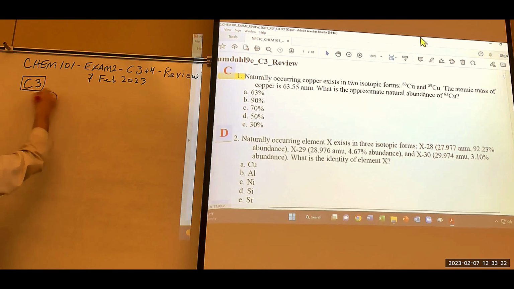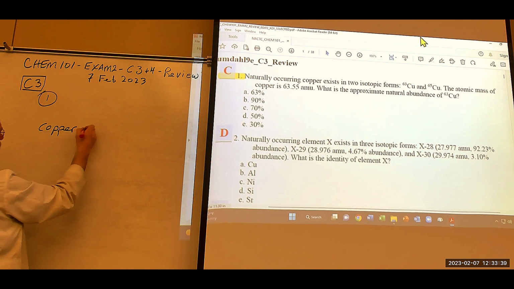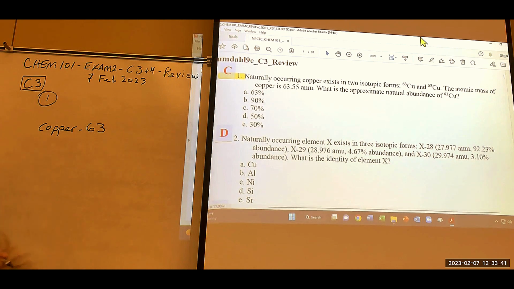Number one. Now, copper exists in two isotopic forms. Copper 63 and copper 65. That's the way if you write it out longhand, you would do it like this. Copper 63. So you may see it that way.